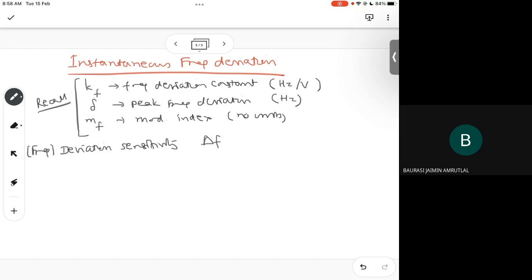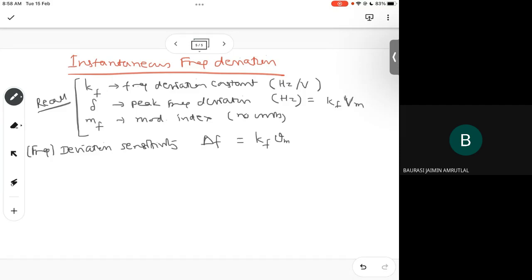Please note that there is a small difference between the capital Greek delta and the small Greek delta. The peak frequency deviation, which is in hertz, is the small Greek delta. So delta F is given as KF into Vm. And this is also given as KF into Vm. Can you see the difference? This is a capital Vm.